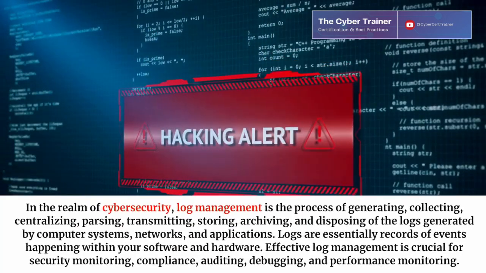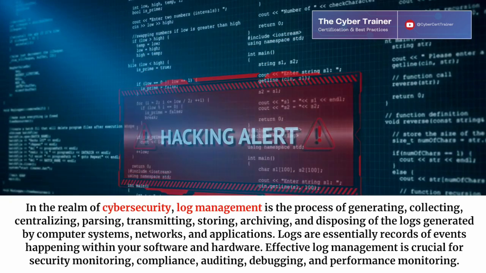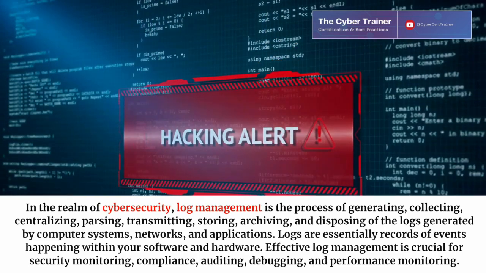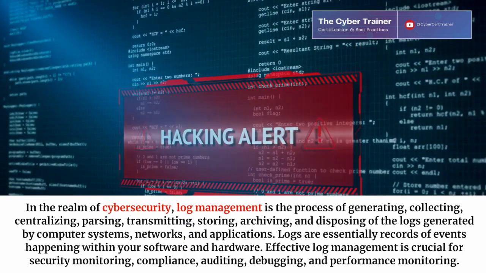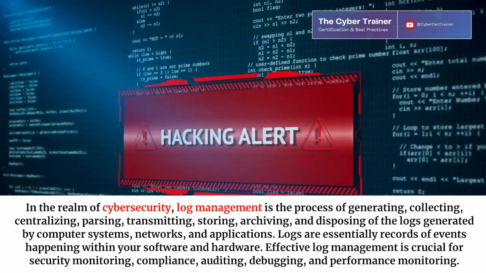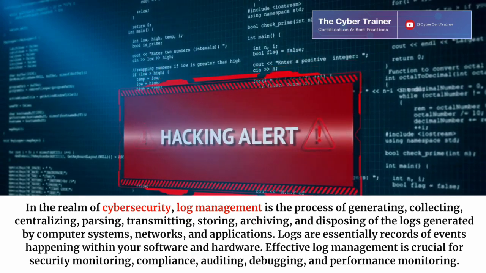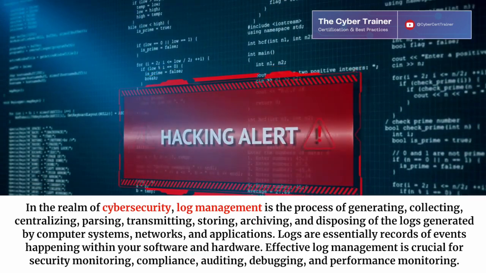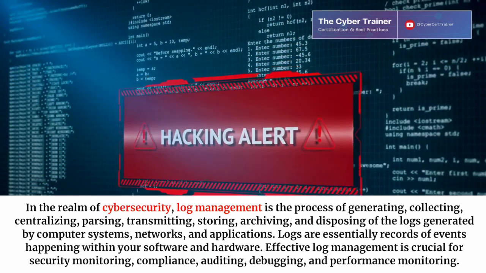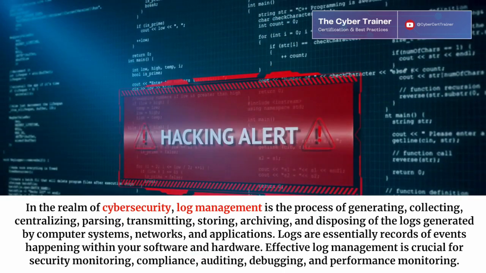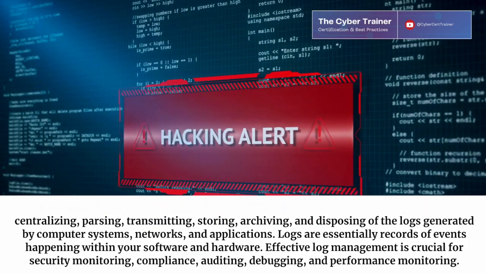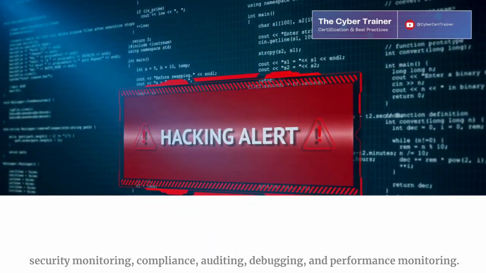In the realm of cybersecurity, log management is the process of generating, collecting, centralizing, parsing, transmitting, storing, archiving, and disposing of the logs generated by computer systems, networks, and applications. Logs are essentially records of events happening within your software and hardware. Effective log management is crucial for security monitoring, compliance, auditing, debugging, and performance monitoring.